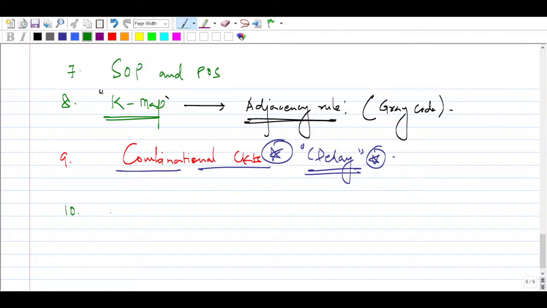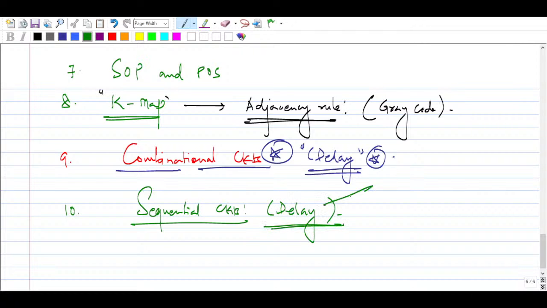The 10th topic is going to be sequential circuits. Here we will talk about latches, then flip-flops, then counters, then registers, then finite state machines. And again here also we will talk about delay. So here different kinds of delay will be there, right?